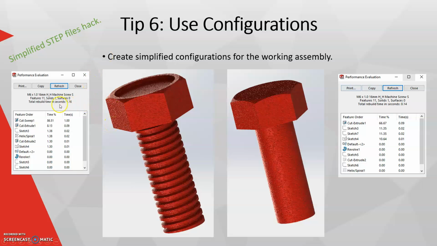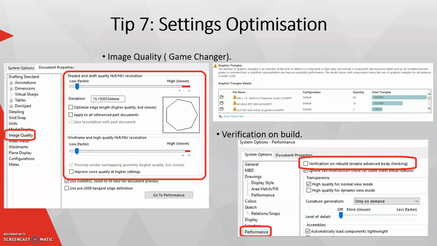So if I can give you a good example here, if you look, the total rebuild time is 1.16 seconds on the left-hand side, and on the right-hand side, it's 0.14 seconds. Why? It's a significant change in amount of time, but 1.16 seconds doesn't sound like a lot, right? I have 1,000 instances of this component, which is not unheard of in large assemblies. And we're talking 20-minute rebuild time just for your bolts. Guys, not necessary. So please use simplified configurations as well.